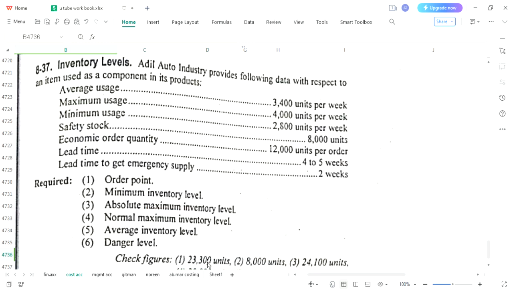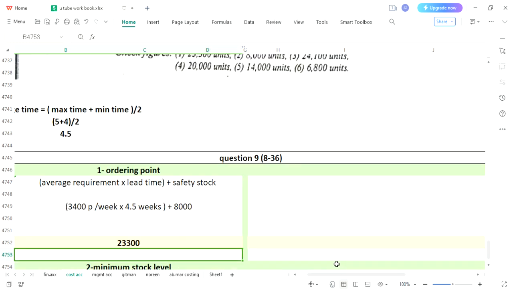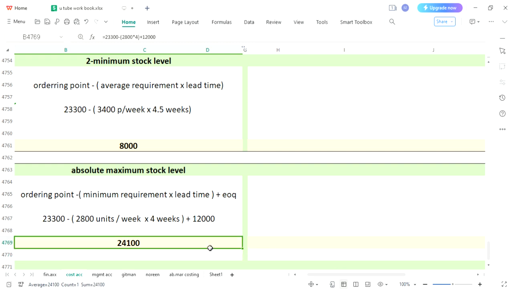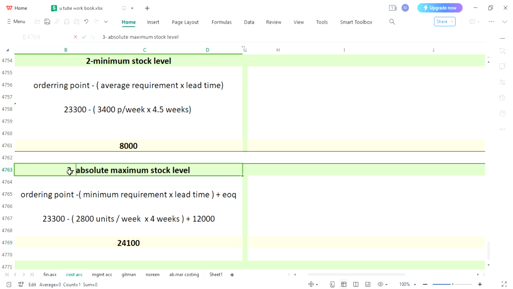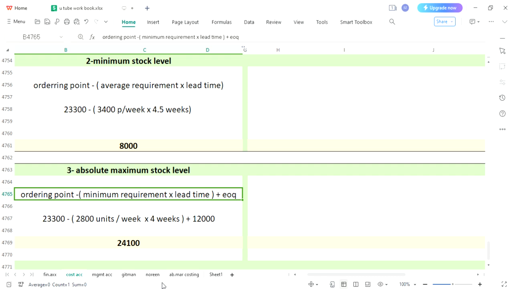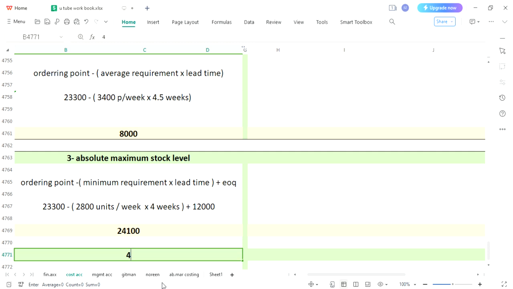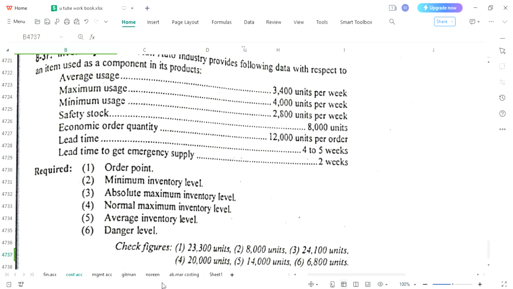And you can see third requirement we have calculated absolute maximum level, and 24,100 is the answer, and we have also calculated 24,100. It was our third requirement which has been completed. Answer has been matched. Now we are looking forward to our fourth requirement, under which it has picked normal maximum. Let's see what is fourth requirement.